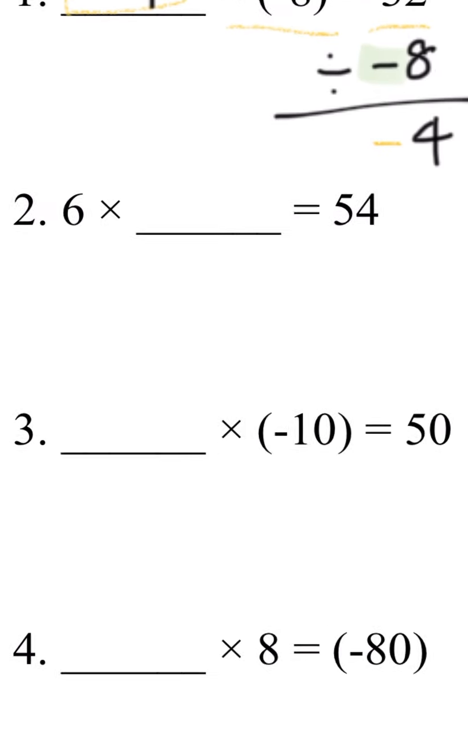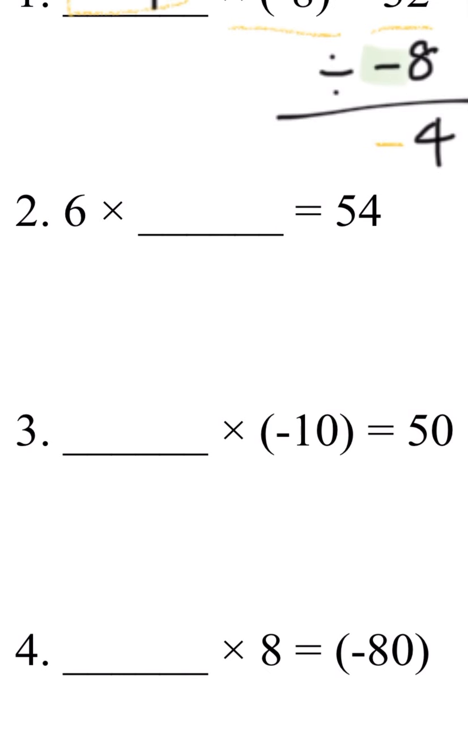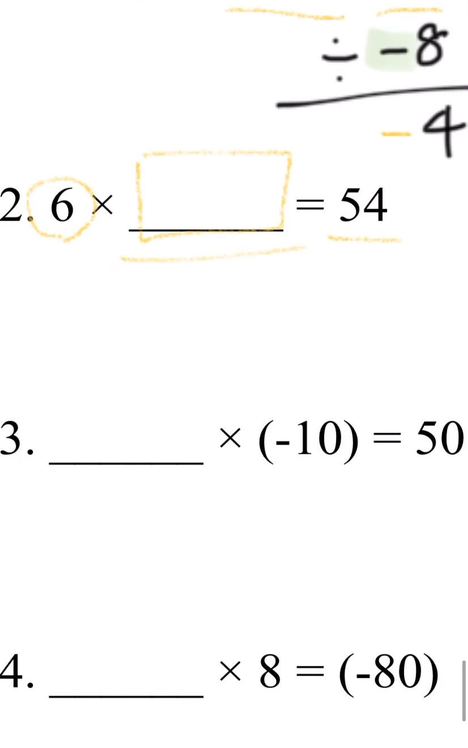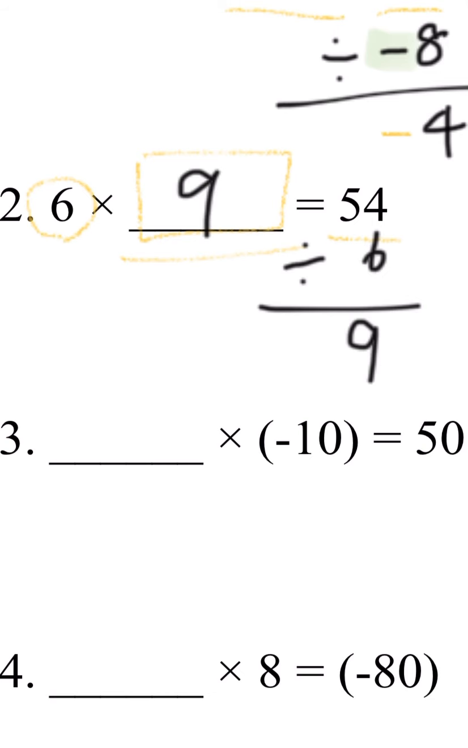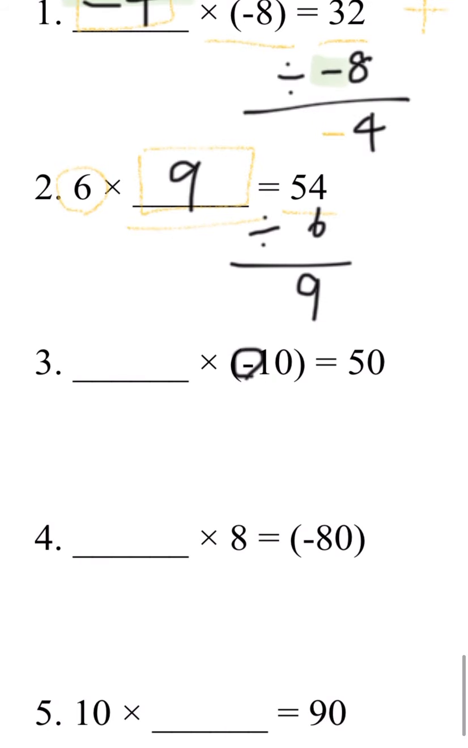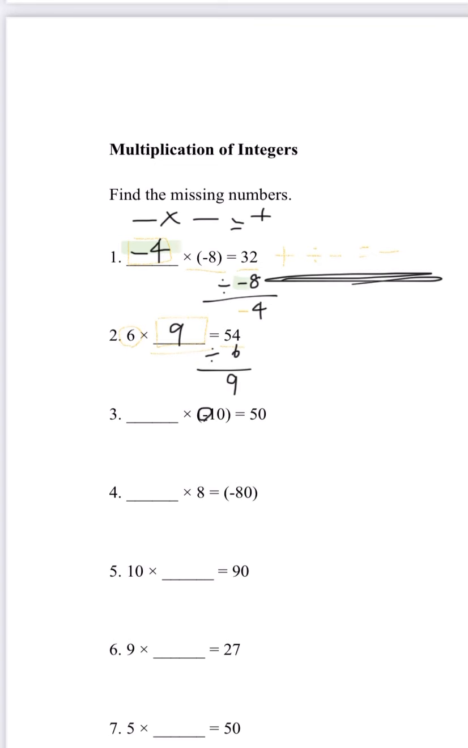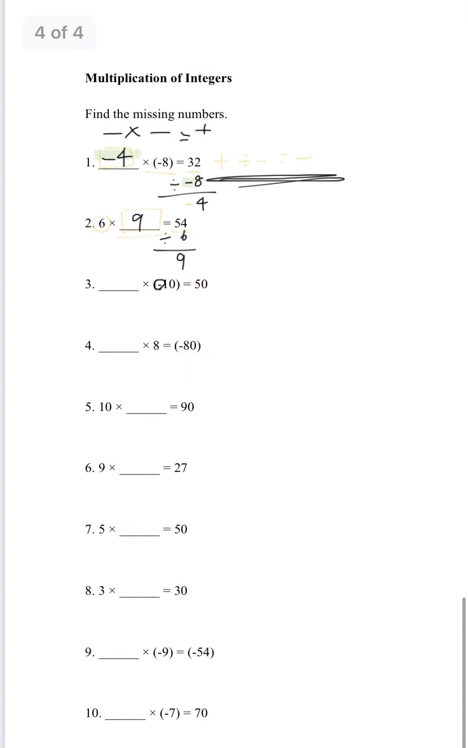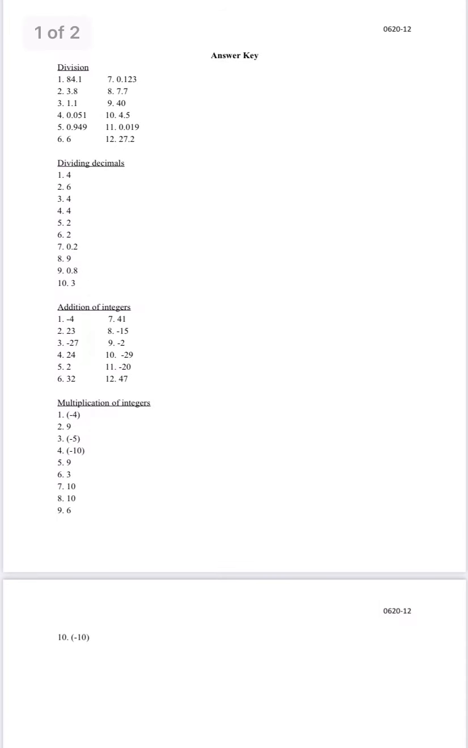So number 2. Oh, it's just easy multiplication, right? 6 times something equals 54. Again, we divide. Actually, we don't even have to divide, right? Because we know that 6 times 9 is going to equal 54. Okay, so 9 is our answer. So be careful with the negative signs, right? Remember this, and then give this page a try. So that's it, and here are your answers.